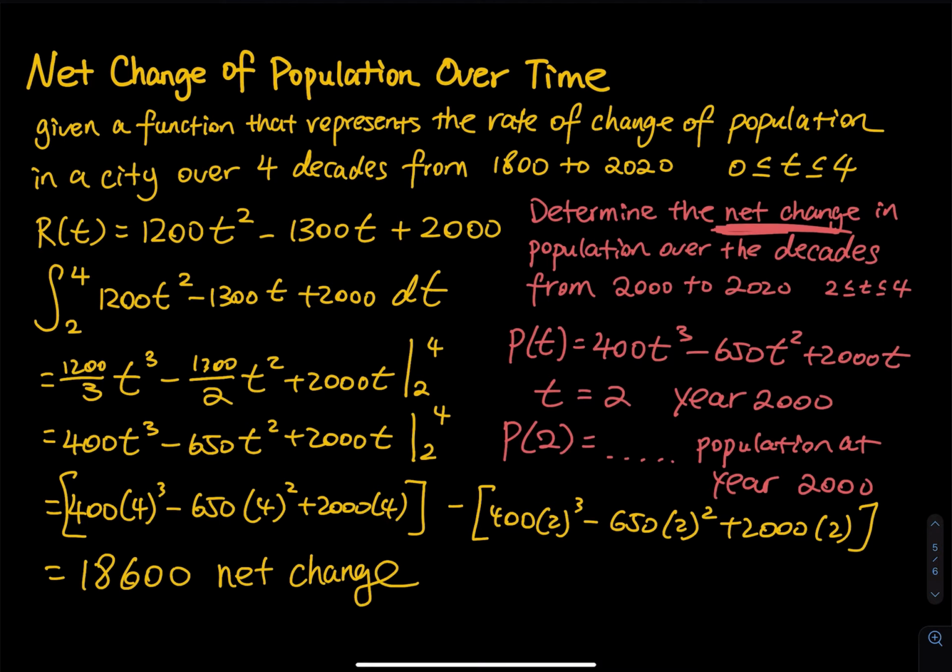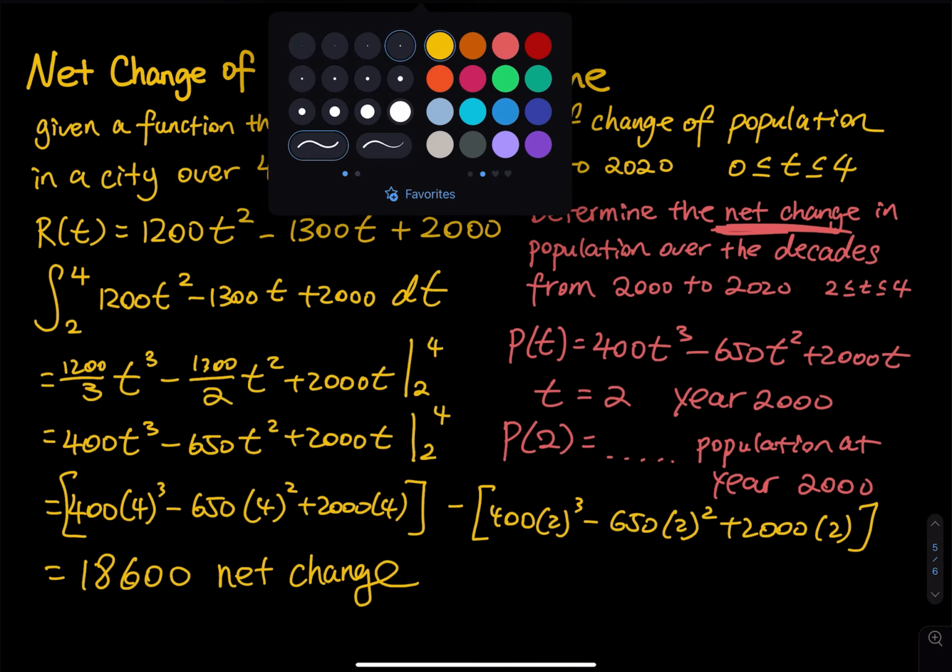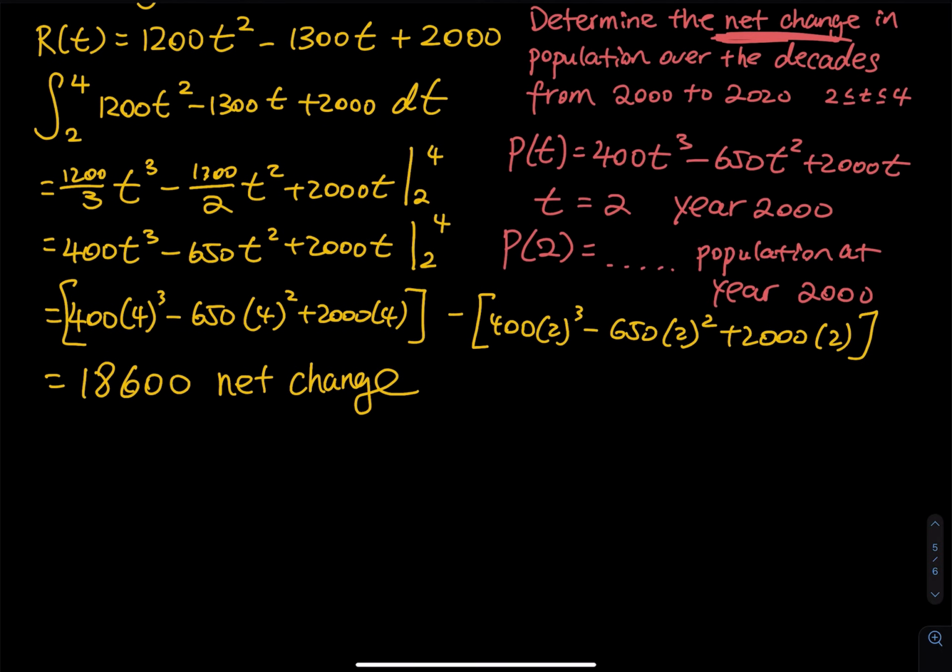Right, so this is the net change. What does net change mean? Let me explain this using this method. Let me change to a different color.